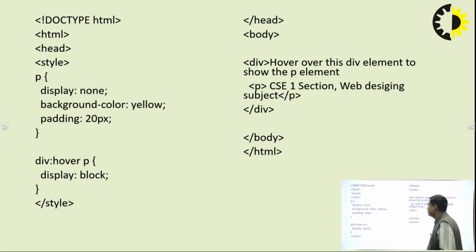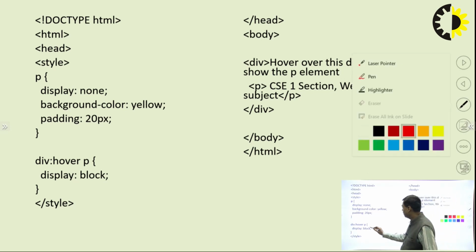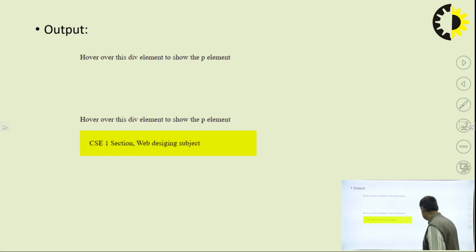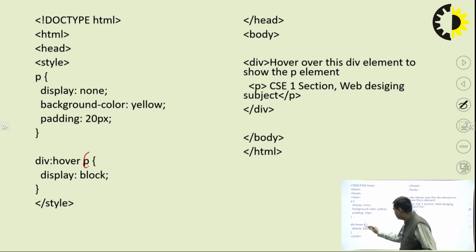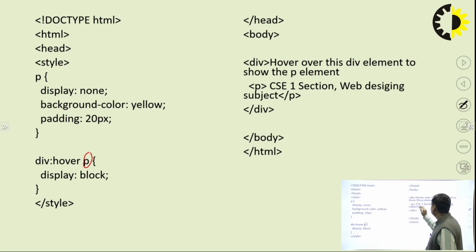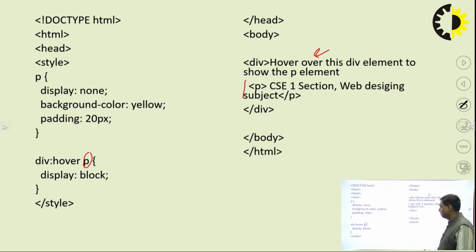We are able to see this because we are putting the p element after the hover class. So when the mouse is over the div element, it will display the p element. Putting the p on this side and putting the p after the hover has a different effect. So we need to take care of this one.